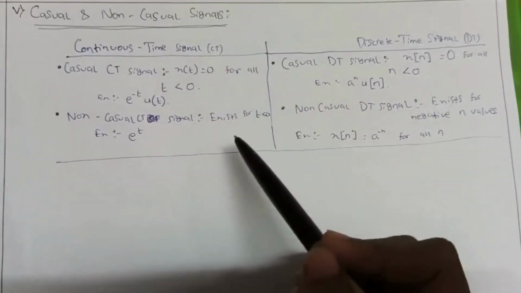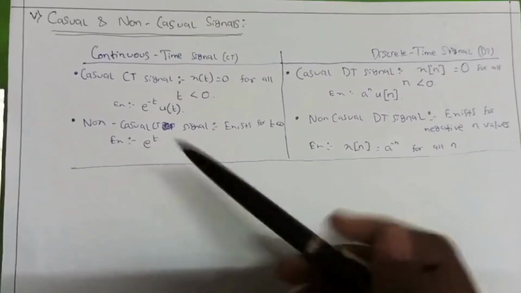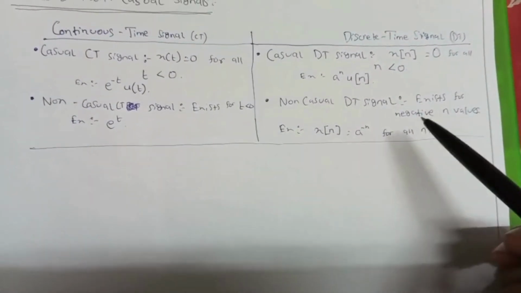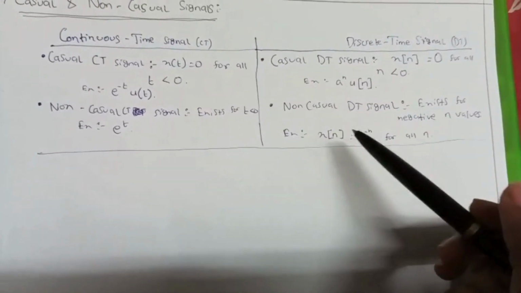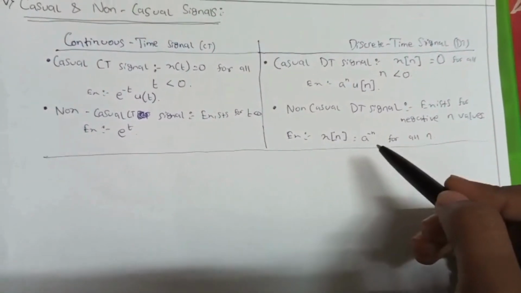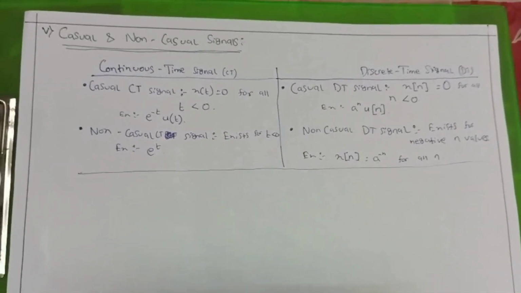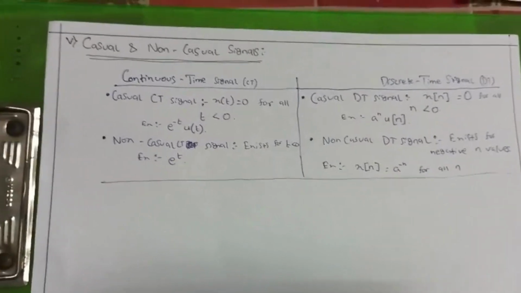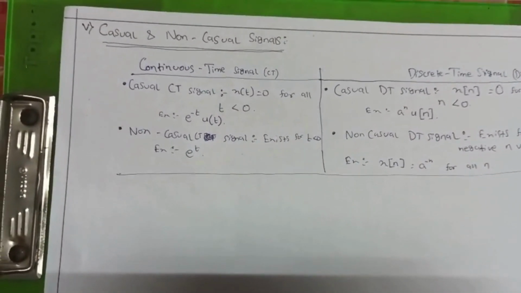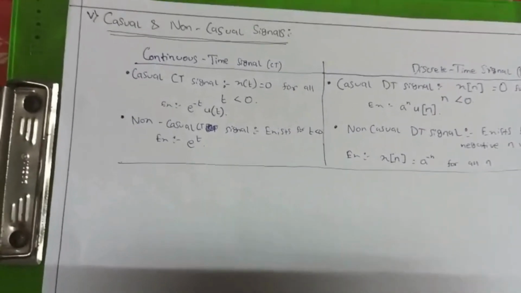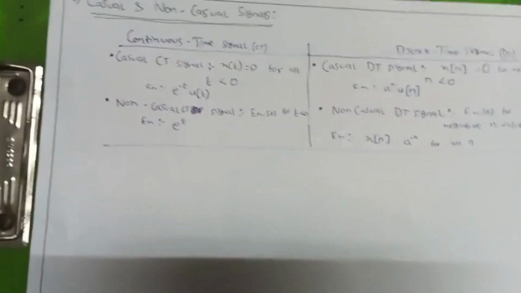Non-causal signal exists for t less than 0, for example e to the power t. Non-causal discrete time signal exists for negative n values, for example x of n, which is equal to minus n for all values of n. I hope it is all clear. That is all about the complete guide of the classification of signals for both continuous time and discrete time signals. Thank you.